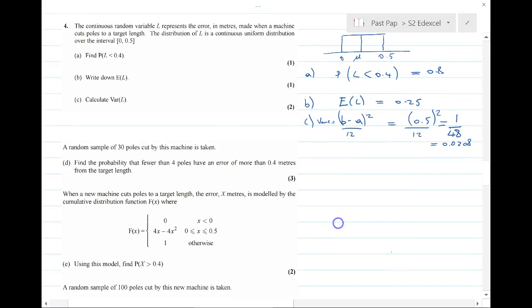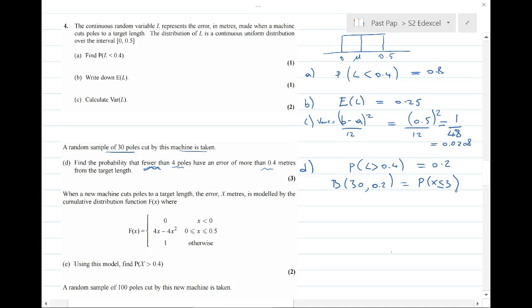Now part D is a little bit more involved. It says a random sample of 30 poles cut by this machine is taken. Find the probability that fewer than 4 have an error of more than 0.4. First of all, the probability of there being an error of more than 0.4 is 0.2, and we're looking at the number of times this occurs out of a sample of 30. So it's binomial because it's a fixed number of trials, 30, 0.2. Be careful with the inequality: fewer than 4 means the probability that X is less than or equal to 3.